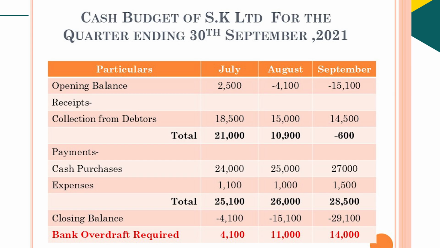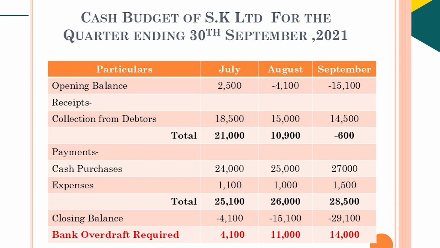That means it's a deficit. An overdraft of 4,100 is required from the bank. We need 4,100 from the bank as OD because we are under the deficit of cash. Now, the closing balance of this month will become the opening balance for the month of August. So this minus 4,100 will become the opening balance for the month of August.